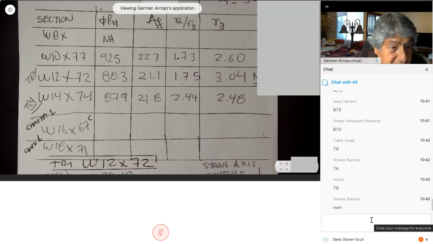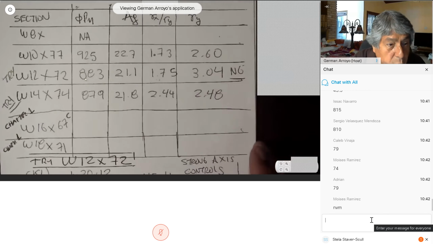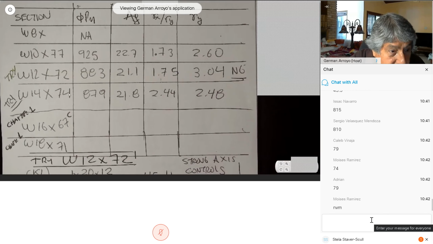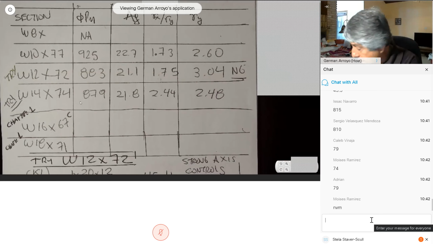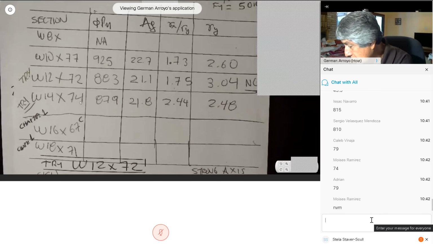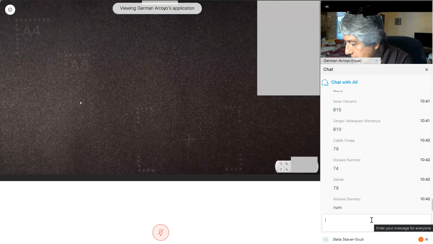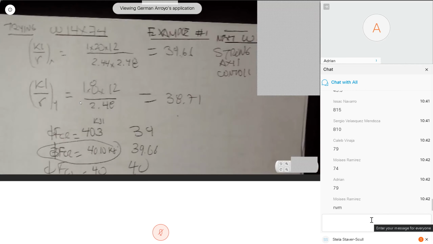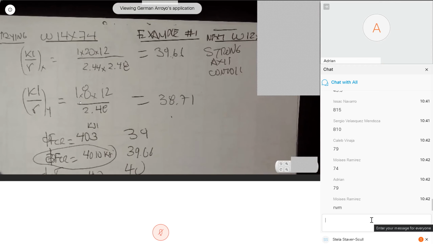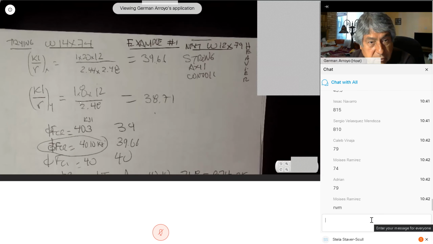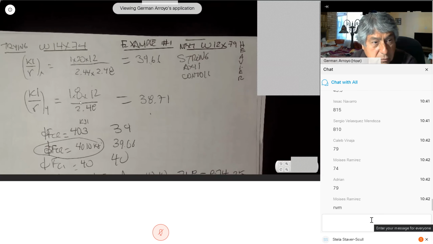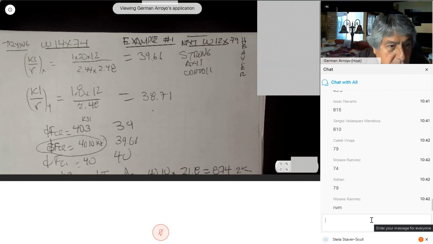Since in the W12 group this is not good, I have to go to the next one. It's heavier than this one, and this is the lighter one that remains. So I'm going to go to the W14 by 74. And this is what I've done in the next page. This is page 18 of the original notes. Now I'm trying the W14 by 74.